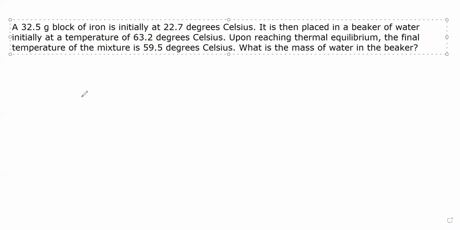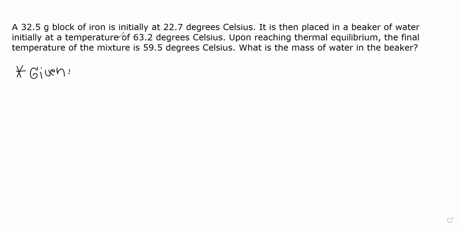A 32.5 gram block of iron is initially at 22.7 degrees Celsius. It is then placed in a beaker of water, initially at a temperature of 63.2. Upon reaching thermal equilibrium, the final temperature of the mixture is 59.5 degrees Celsius. What is the mass of water in the beaker?